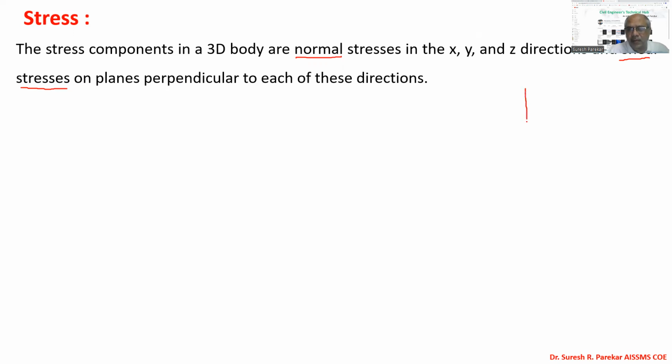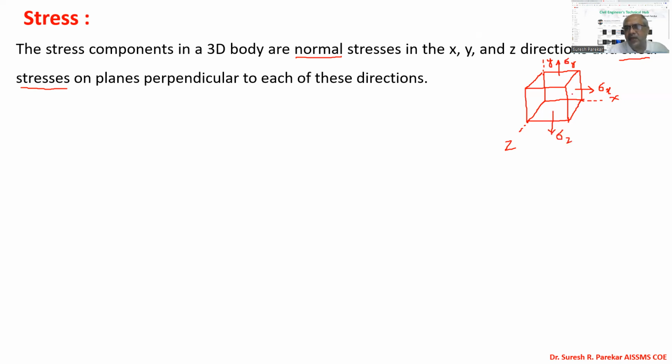So if we draw a body, this will be a 3-dimensional body. And if we apply force, force upon area, we will get a stress. So we begin with this: this will be XX, this will be YY, and this will be ZZ. Along this axis, if I apply force on this plane, this will give me sigma X. On this plane, I will get sigma Y. And on this plane, I will get sigma Z.